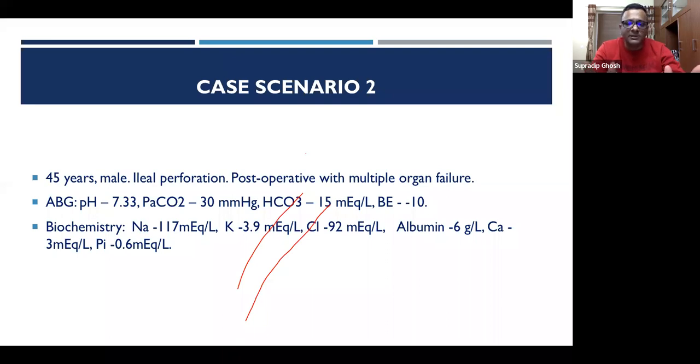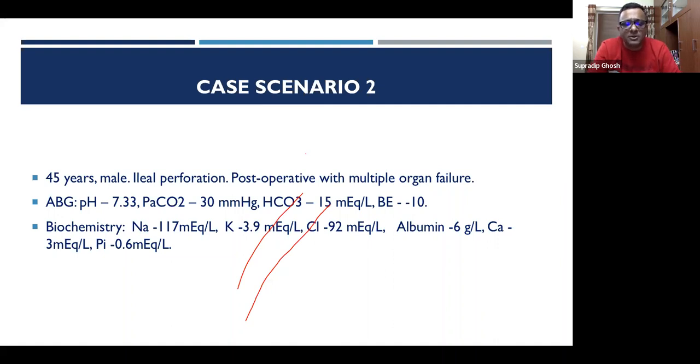Now we have to do a calculation. Follow the Winter formula, 1.5 into bicarbonate plus 8. What should be the expected PCO2? Santosh ji, I have a calculator with me and I can say 1.5 into 15 plus 8. So that is 30.5. Santosh is right. So this patient has got a metabolic acidosis and appropriately compensated PCO2.